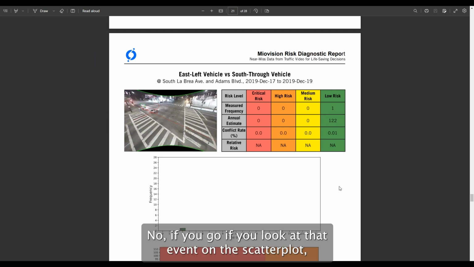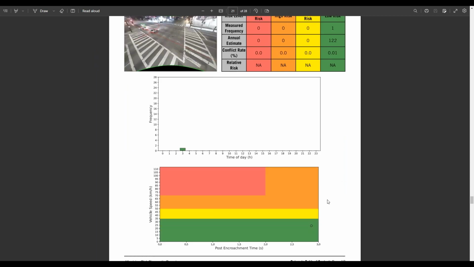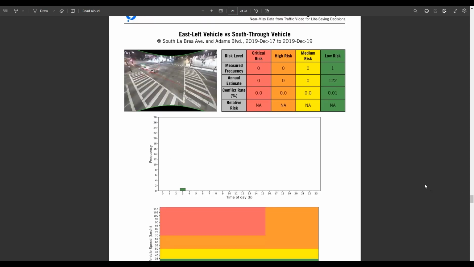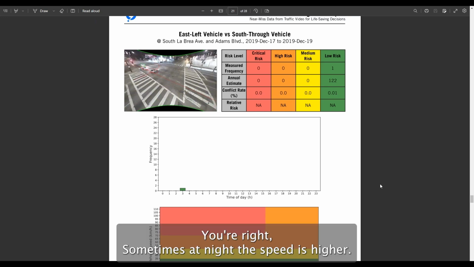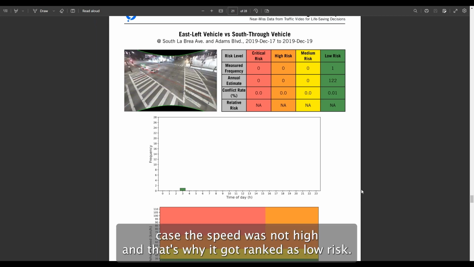Yeah, no, if you look at that event on the scatter plot, you'll see that it just occurred at a really low speed, and the temporal separation between the road users was high. So yeah, it works at night. You're right, sometimes at night the speed is higher, but in this case the speed was not high, and that's why it got ranked as low risk.